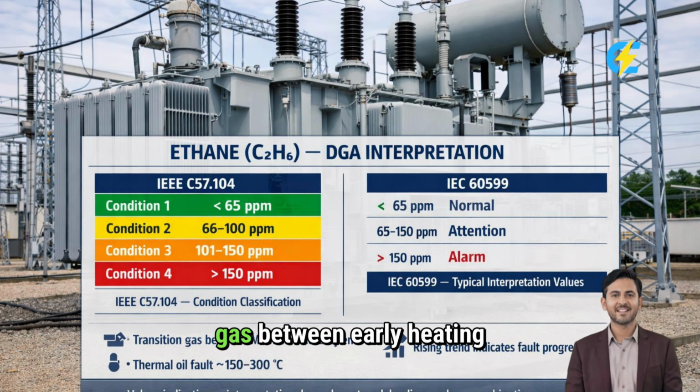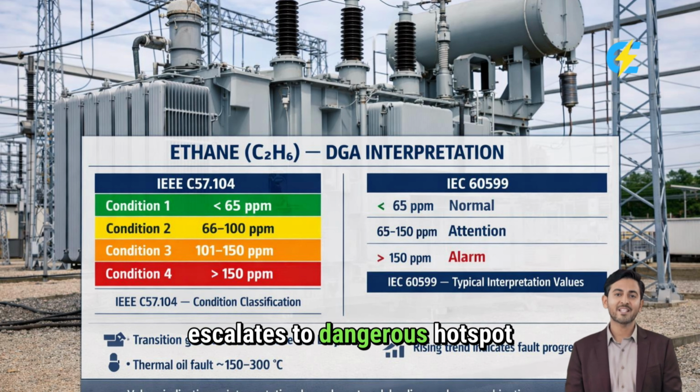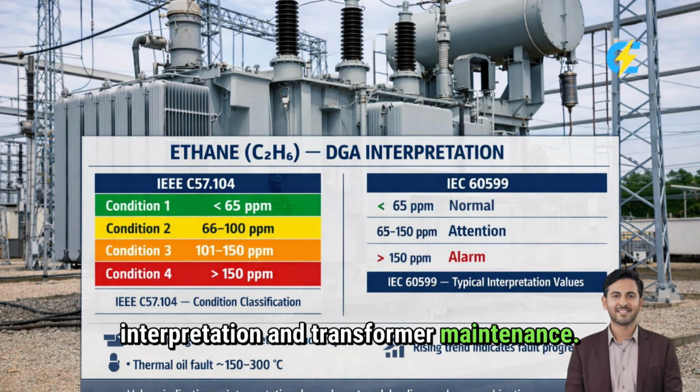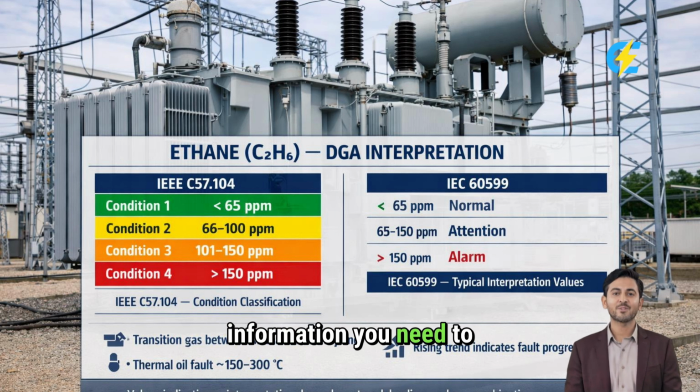Ethane is a bridge gas between early heating and serious overheating. When you understand its position in the thermal progression, you can make informed decisions about transformer operation and maintenance. You can take corrective action before the situation escalates to dangerous hotspot conditions. Control heat early, and transformers live longer. That is the fundamental principle behind effective DGA interpretation and transformer maintenance. Ethane gives you the information you need to control heat before it becomes uncontrollable.